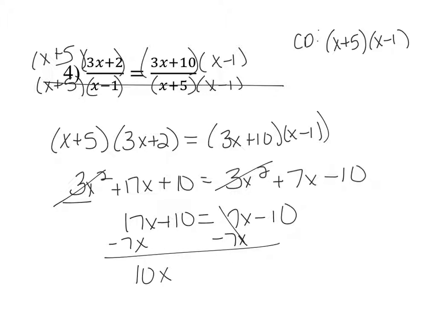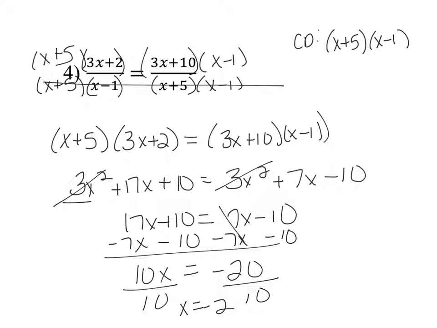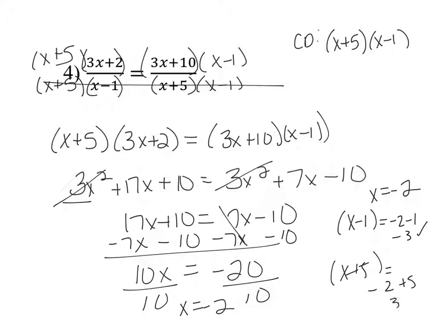So it's 10x. I'm going to subtract 10 here. In the same line, because that's what I want to do, divide by 10, and I get x equals negative 2. So I check it. The two denominators were x minus 1 and x plus 5. I'm going to plug x equals negative 2 in there. When I do, I get negative 2 minus 1, which is negative 3. That one's okay. And this one, I get negative 2 plus 5, and I get a positive 3. That's okay. As long as it's not 0, we're good.